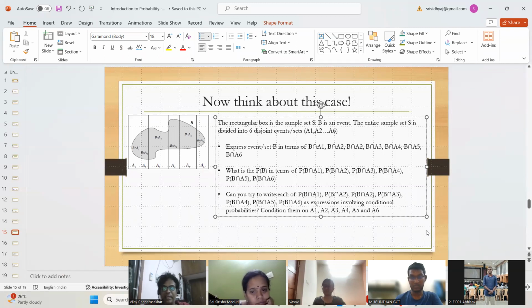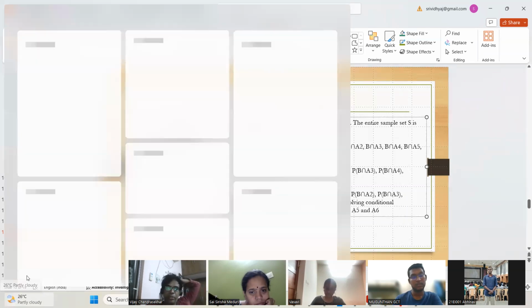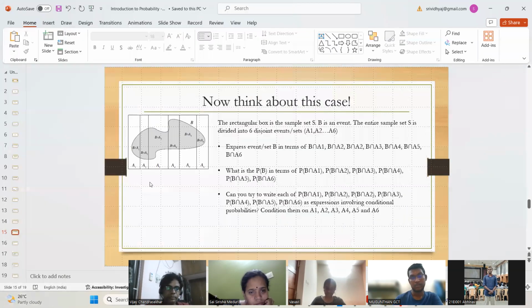Now this way of calculating probability is called the law of total probability. All right. It's called the law of total probability. And this law of total probability will slowly lead us to what is called the Bayes theorem. Okay. We'll come to that in a short while. Give me a moment. Now let's go to the next slide.